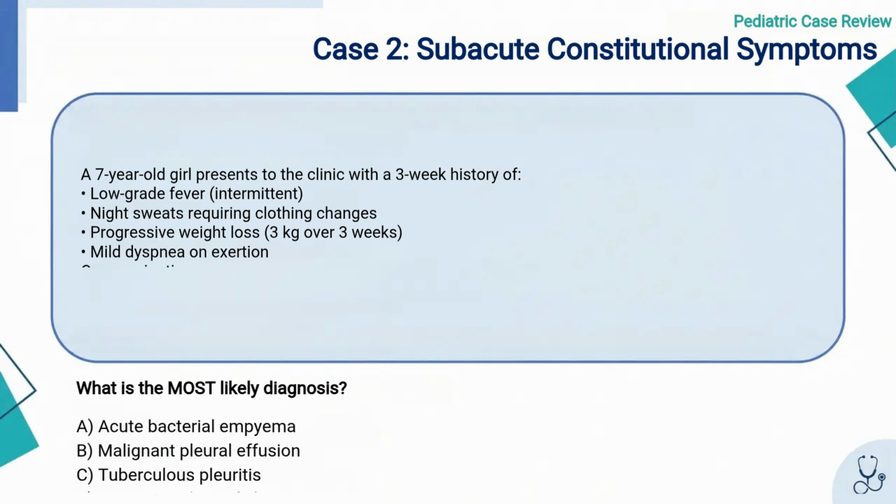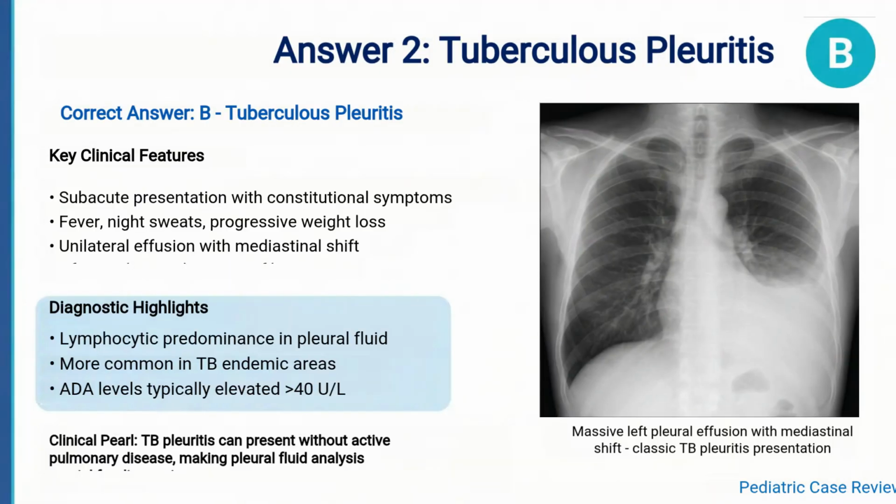Chest X-ray reveals a left-sided pleural effusion with mild mediastinal shift. What is the most likely diagnosis? Option A, acute bacterial empyema. Option B, malignant pleural effusion. Option C, tuberculous pleuritis. Option D, congestive heart failure. The correct answer is option C, tuberculous pleuritis.